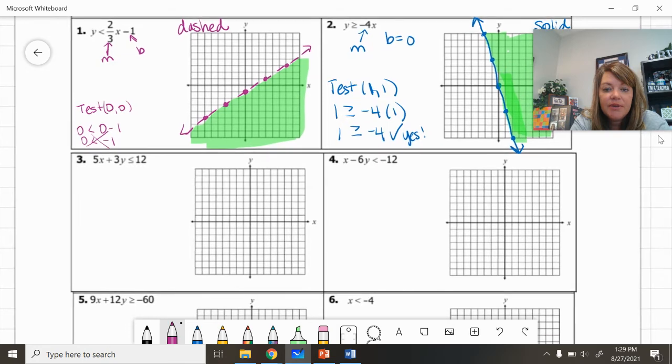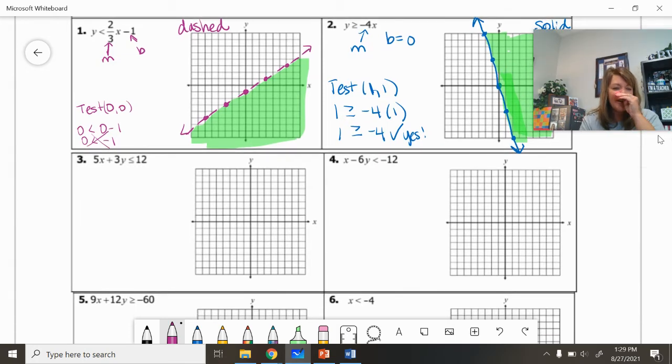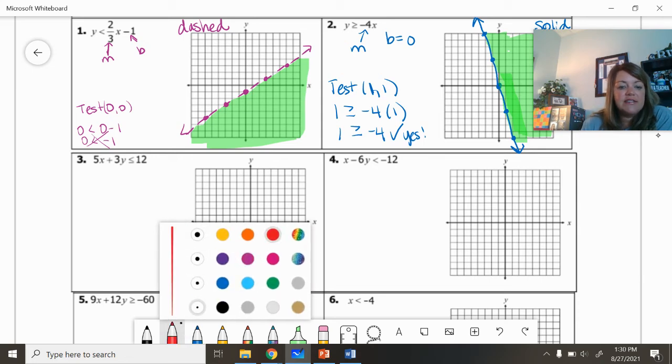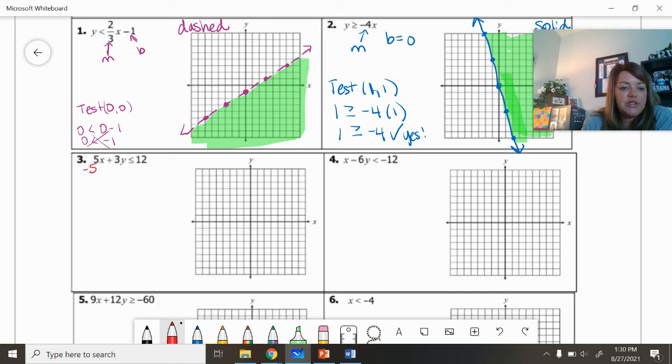I'll pull this up here. Okay, 5x plus 3y is less than or equal to 12. So this one is not in y equals mx plus b form. I have to get it in y equals mx plus b form. My lights just turned off because there's not enough movement happening in my room. So the first thing I'm going to do is subtract the 5x, because we need to get it in y equals mx plus b form. So minus 5x from both sides.